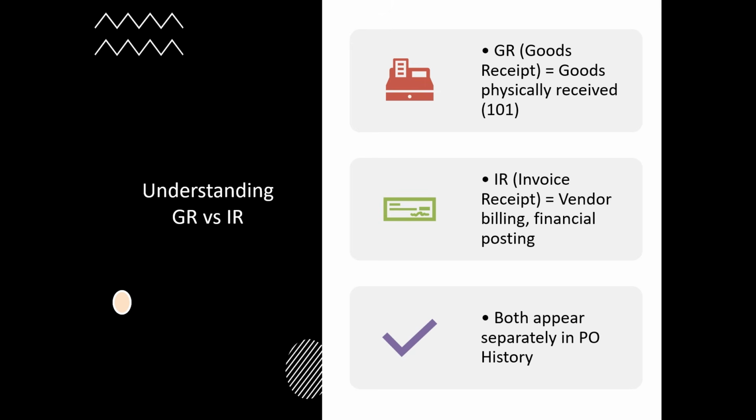Let's understand one thing: GR versus IR. GR is goods receipt. When anything is physically received with movement code 101, it is called goods receipt, the physical receiving of goods. The other one is IR, invoice receipt. When the vendor does the billing, when he or she sends the bill for that particular product, that bill and quantity amount is posted financially in the system. That is called IR, and both appear separately in PO history. In the first slide, you can see that in the purchase order history in ME23N, we can see the history of GR and IR.